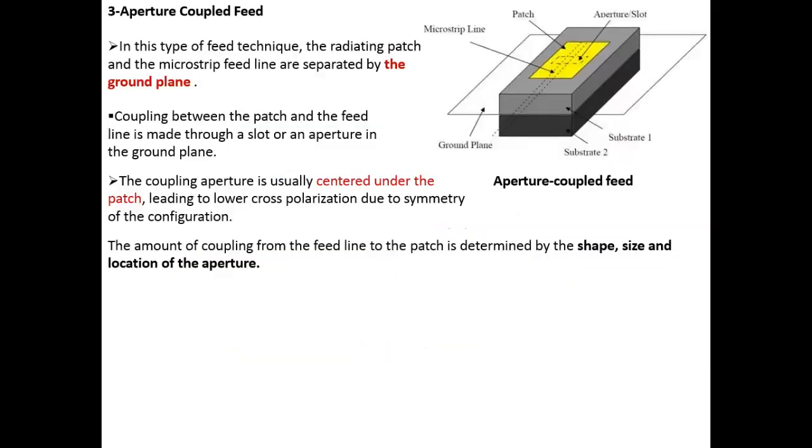Next one, aperture coupled feed. In this type of feed technique, the radiating patch and the microstrip feed line are separated by the ground plane. Coupling between the patch and the feed line is made through a slot or an aperture in the ground plane. The coupling aperture is usually centered under the patch, leading to lower cross polarization due to the symmetry of the configuration. The amount of coupling from the feed line to the patch is determined by the shape, size, and location of the aperture. So in this diagram, that is the aperture coupled feed.